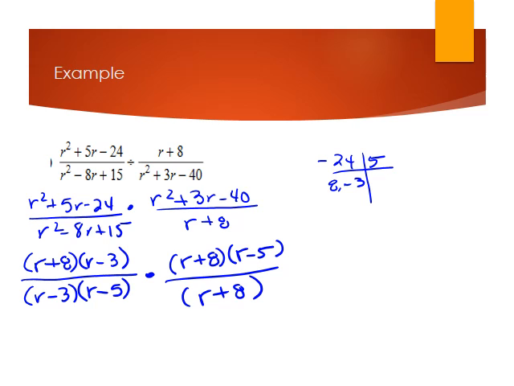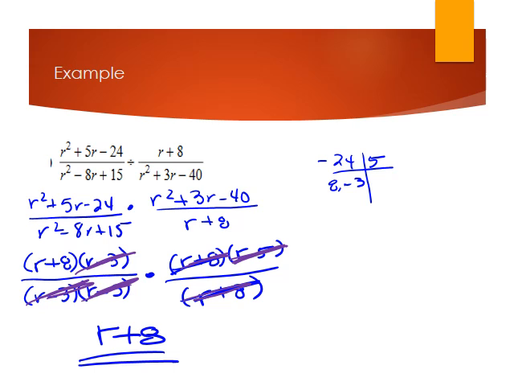All right, so now I'm going to cancel. I have an r plus 8 on both the top and the bottom here. I have an r minus 5 on the top of this fraction and r minus 5 on the bottom of that one. And then I have an r minus 3 and an r minus 3 there. So what's left is r plus 8. So that's my final answer.